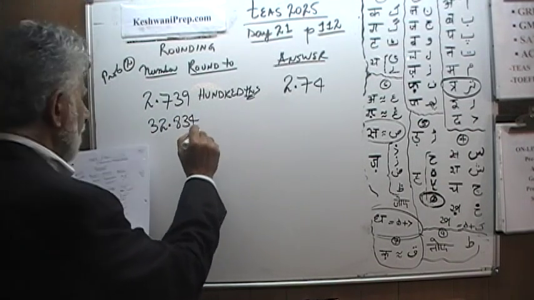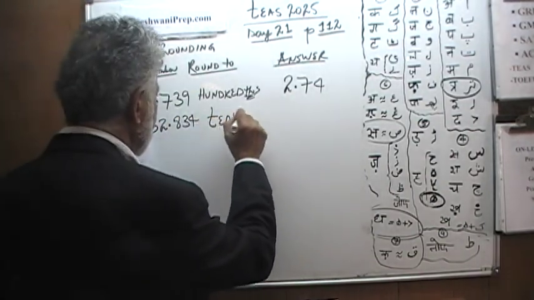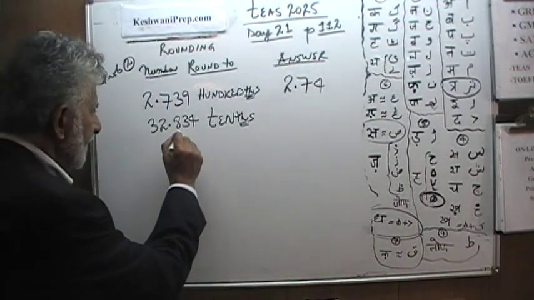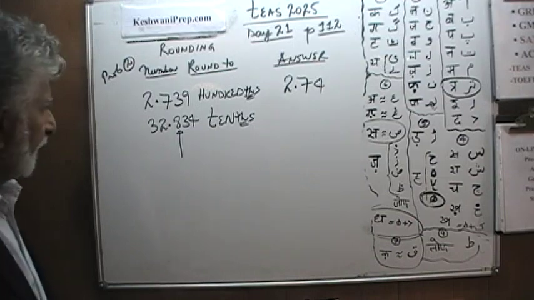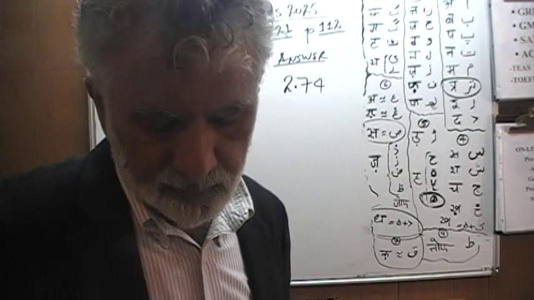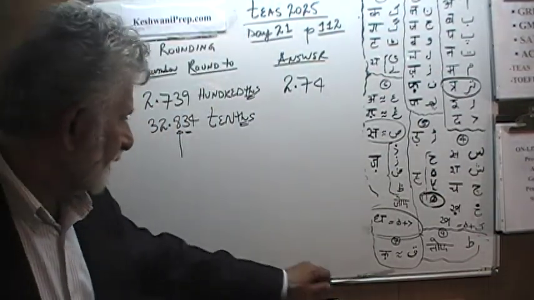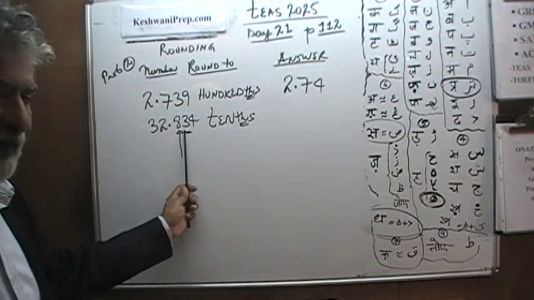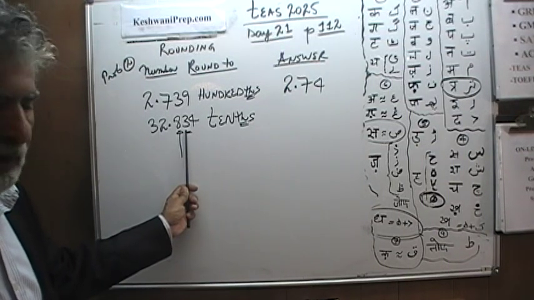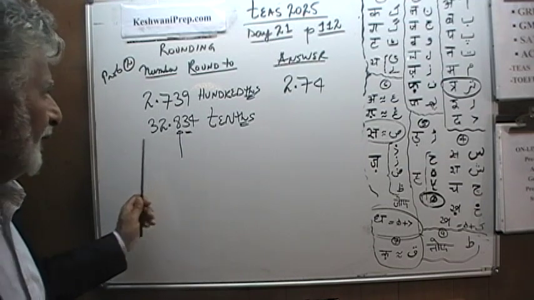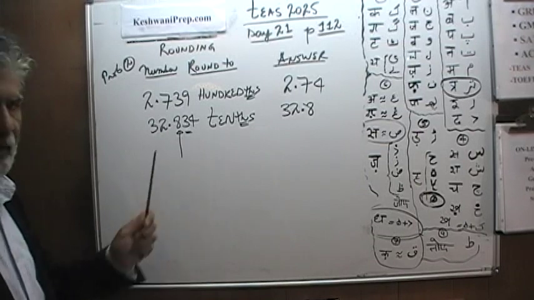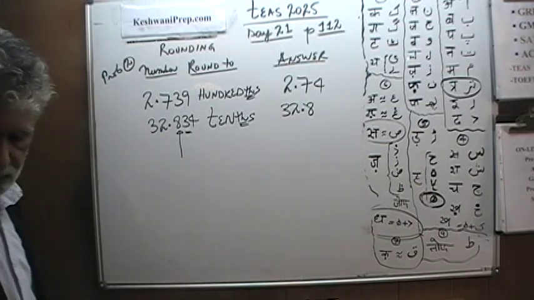32.834, round it to the nearest tenths. Well, 8 is the tenth digit. So we take a look at the right of it, and to the right we see 3. Since 3 is less than 5, it will be rounded down. It will not become 32.9, it will become 32.8. And we drop everything else because this is less than half, or less than 5 rather.